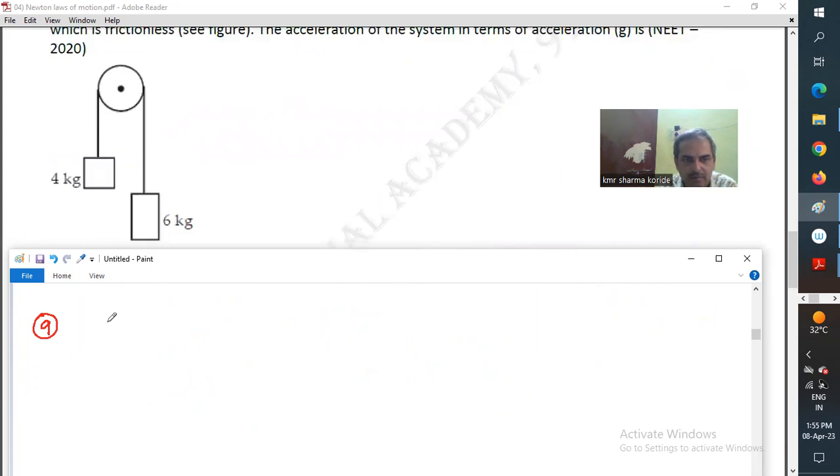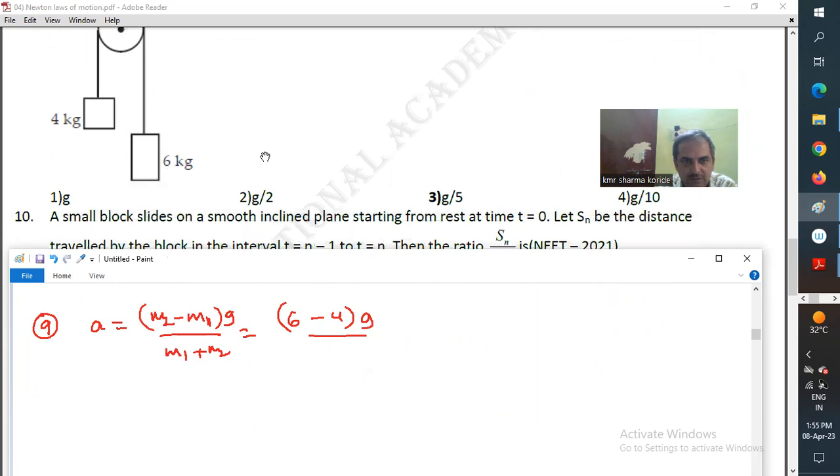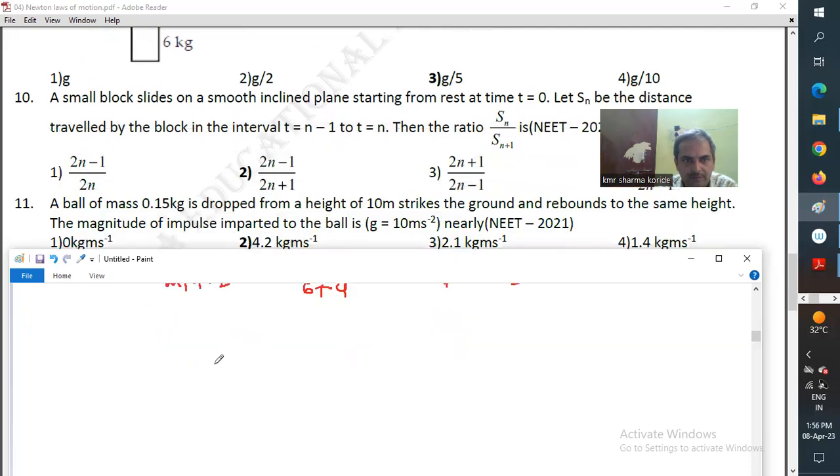So directly you might have read the formula, you might have practiced the formula. A is equal to whichever is greater, m2 minus m1 with g divided by m1 plus m2. So you refer to the NCERT textbook for the formula derivation. M2 is 6, M1 is 4. This is g because options are given in terms of g only. So M1 is once again 6, M2 is 4. This is 2g by 10. So therefore, answer is g by 5. So third option is correct. Moving to question number 10.